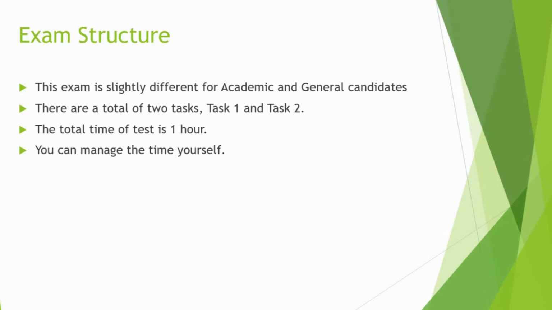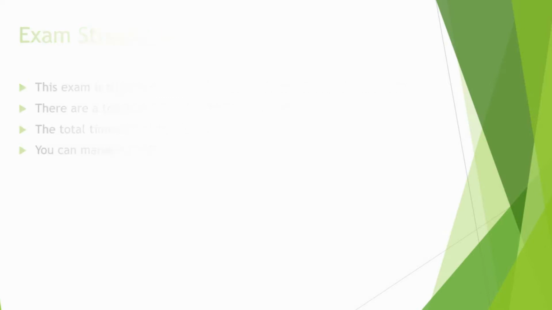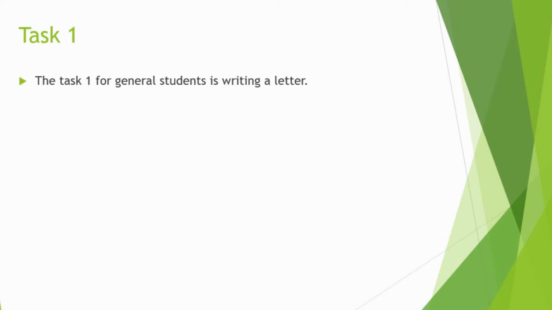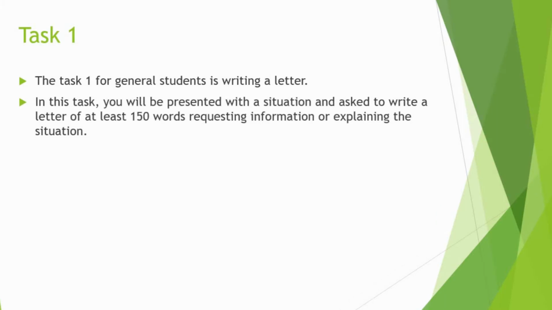Now let's look at the details of task 1. For general students, the first task of the IELTS writing module is writing a letter. In this task, you will be presented with a situation and asked to mention some of the key points in the letter. After that, you have to write a letter of at least 150 words. This letter can be of any type: formal, semi-formal or personal letter.